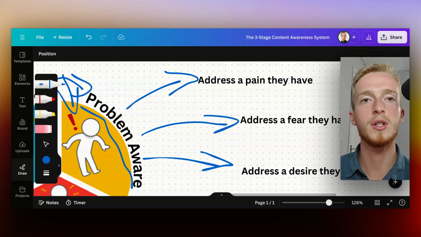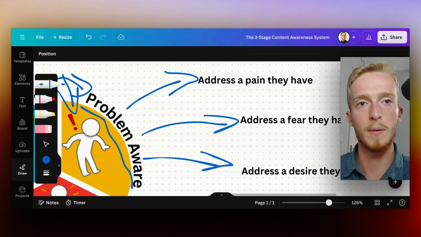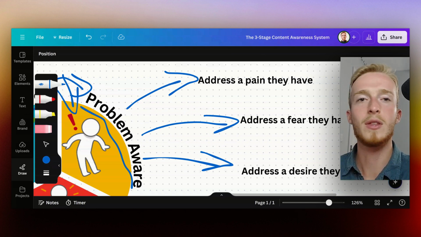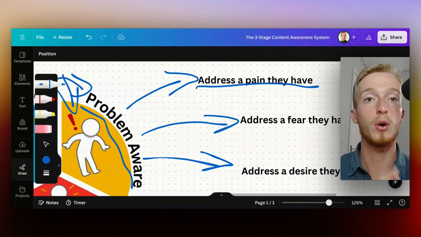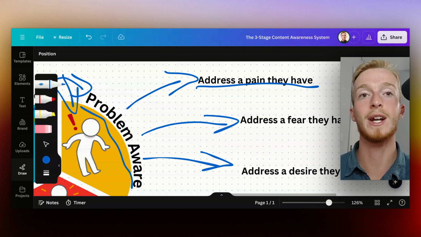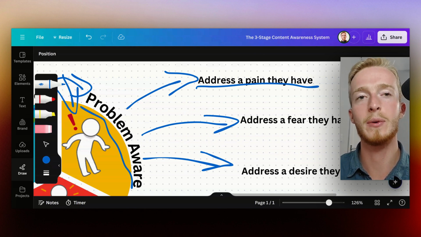Because what this is going to do is make them more eager and more interested in a solution. And what we can then do with this, right? So, for example, if we address a pain they have, bearing in mind, if we include these pains in the hook and even just throughout our content, it's really going to make them realize, yes, this person understands me. He understands the problem I'm dealing with.